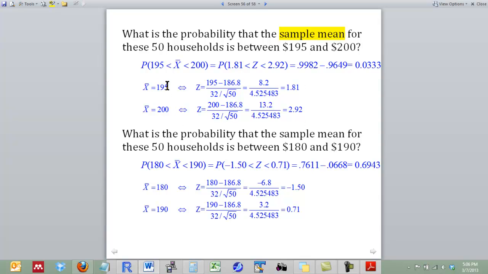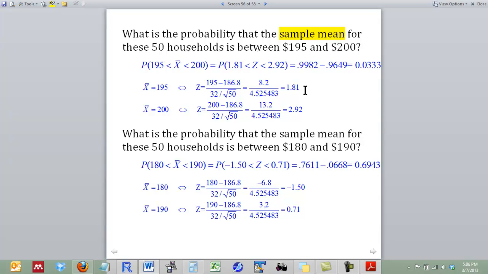So I have an x bar of 195. That's the same as having a z. I've subtracted off mu, which was 186.8, and divided by the standard deviation, which was sigma over root n. To check your calculations, I've got my difference of 8.2 on the top and my standard deviation on the bottom. This whole calculation comes out to be about 4.52, and so the corresponding z-score is 1.81.